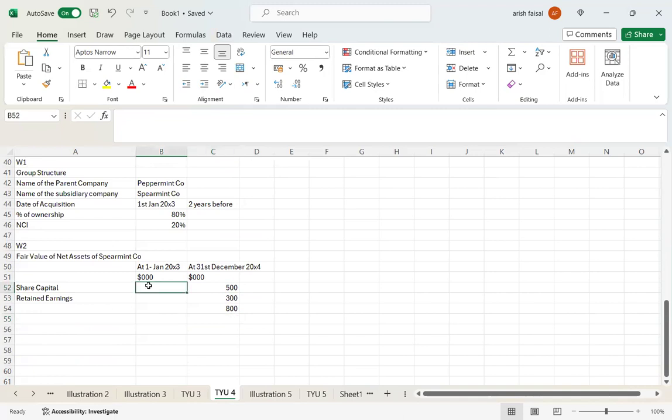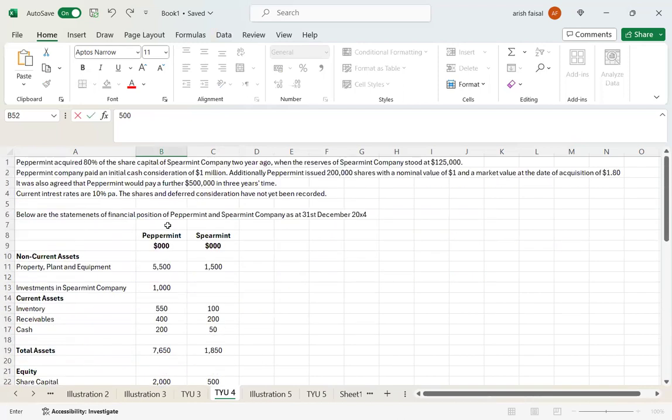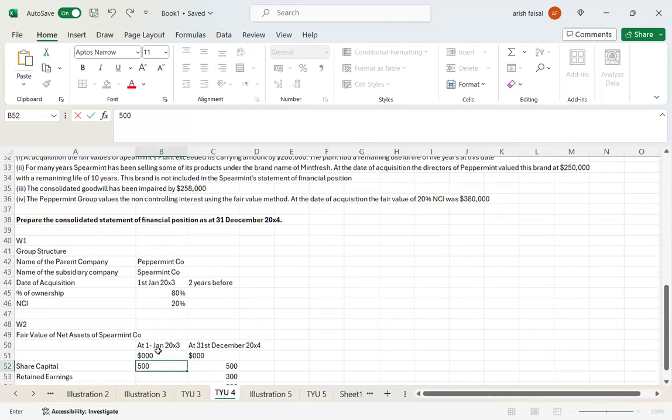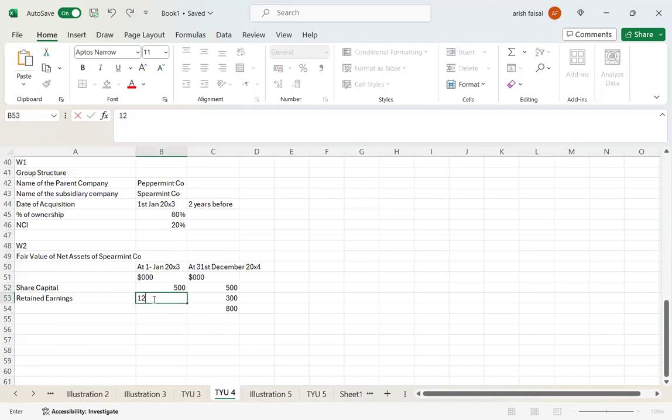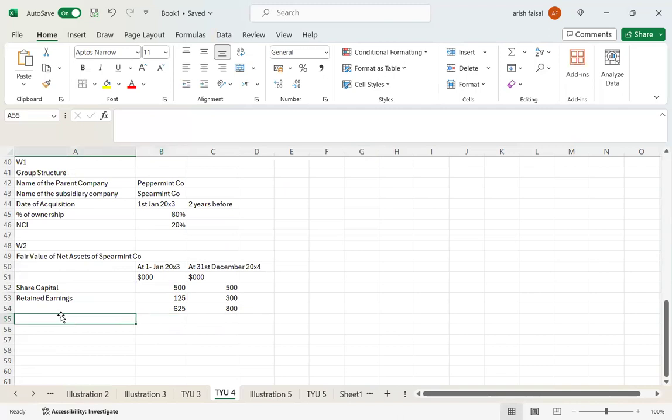For the acquisition date, what we have to do is simply take the same share capital. However, the retained earnings were given to you over here at 125. So either it says reserves or it says retained earnings, it's exactly the same thing. So 500 plus 125, you get a total of 625 over there. But this is actually the book value.